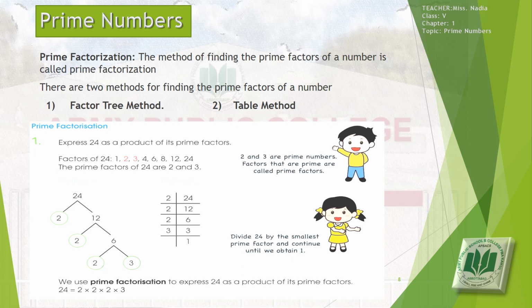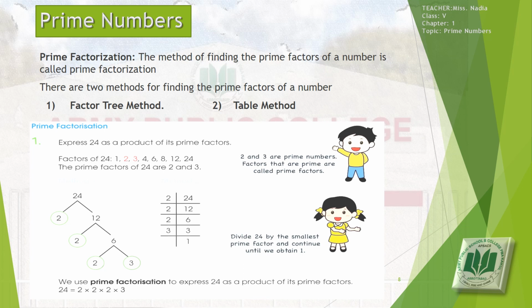First, divide 24 by the smallest prime number. The smallest prime number is 2 that divides 24. 2 multiplied by 12 is 24. So the first factor of 24 is 2 and the second factor of 24 is 12. 12 is a composite number. So again we will check which smallest number divides 12. 2 divides 12. 2 multiplied by 6 is 12. So 2 is the first factor of 12 and 6 is the second factor of 12.